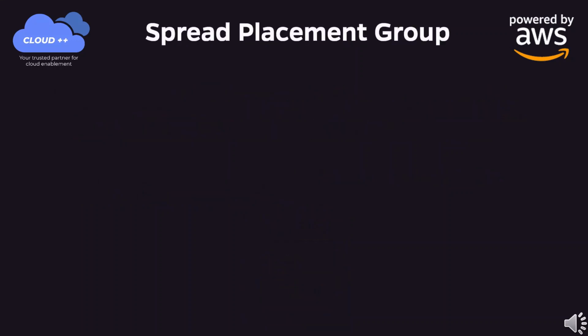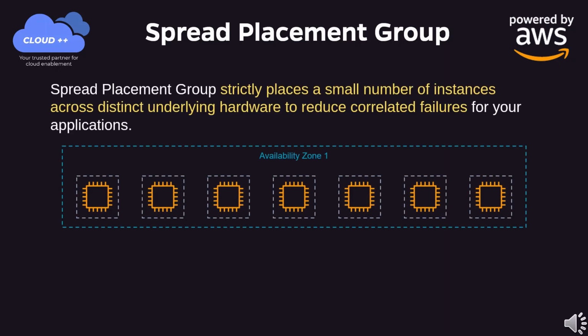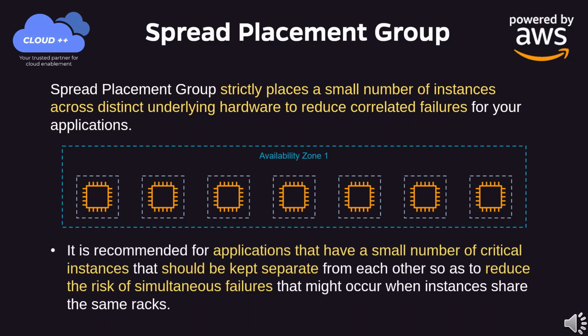Spread placement group. Spread placement group strictly places a small number of instances across distinct underlying hardware to reduce correlated failures for your applications. It is recommended for applications that have a small number of critical instances that should be kept separate from each other, so as to reduce the risk of simultaneous failures that might occur when instances share the same racks.